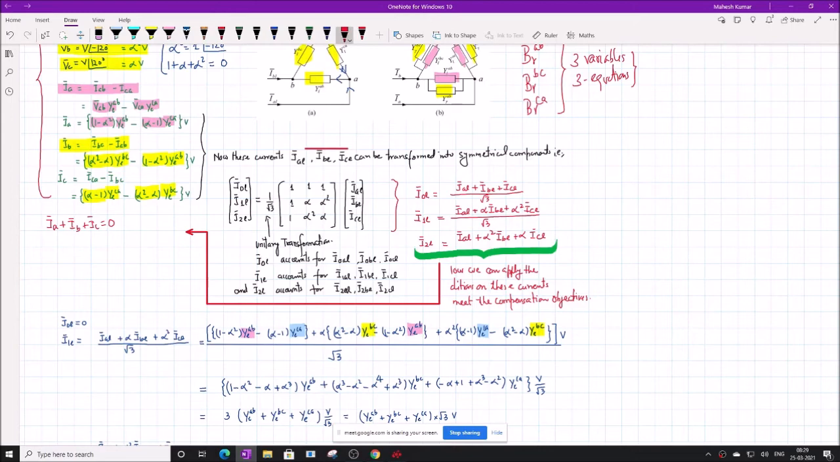So the first step is to resolve these line load currents into the respective zero sequence, positive sequence, negative sequence currents. Okay, so we will use this matrix. This matrix we already developed earlier. The only difference is that here we are using the 1 by root 3 transformation.